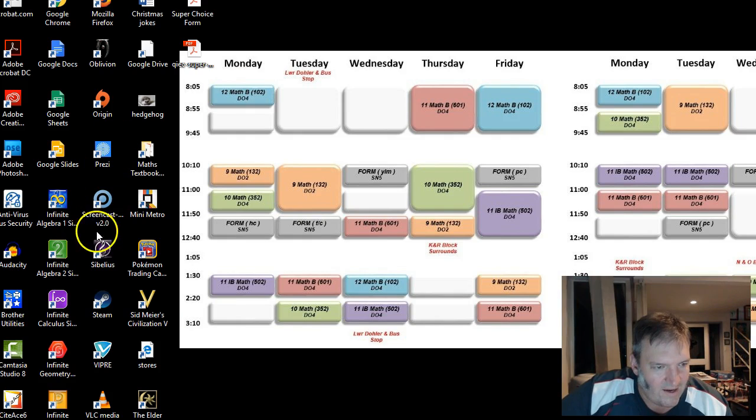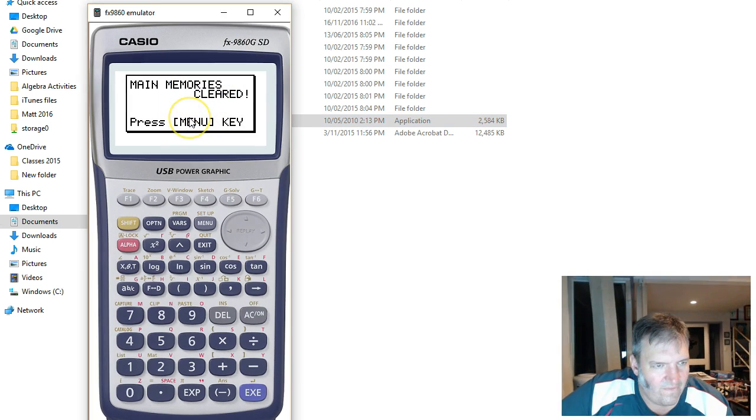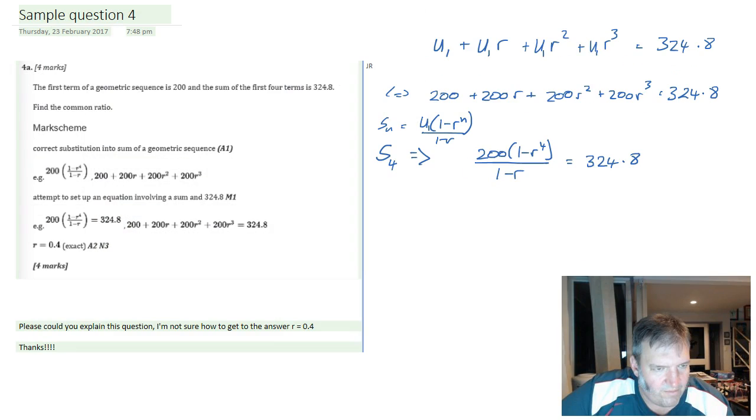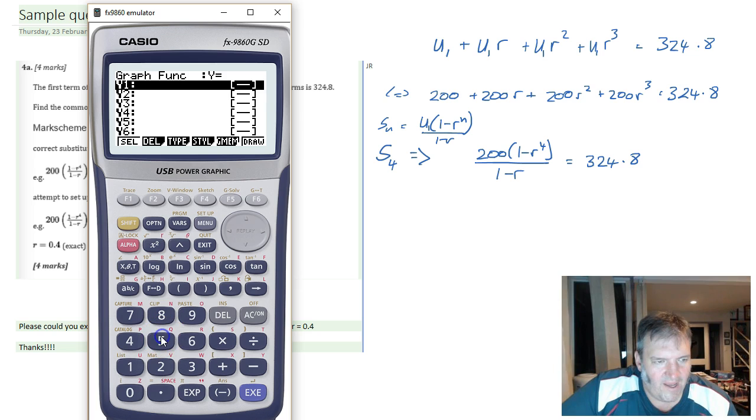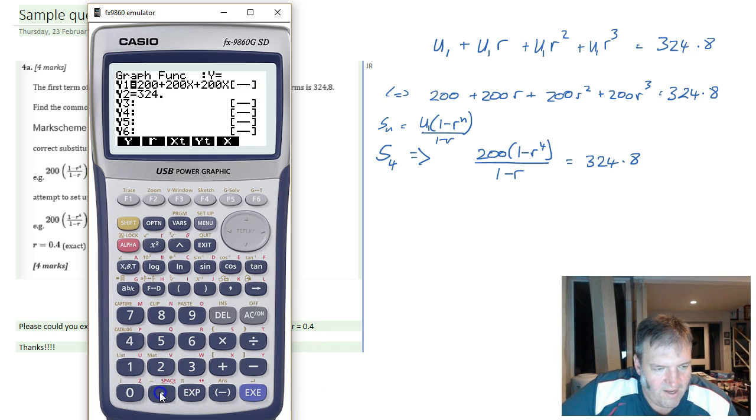Let's get our calculator out and actually try it though. I've got one here somewhere. That's hopefully, yep, that's popped up in the middle of our screen, so that's good. How could I do it if I was doing a calculator one? Well, I'd just plot this equation first, or either equation really. Let's do the first one: 200 plus 200x plus 200x squared plus 200x cubed, and that's just an easier way of writing x cubed without having to type it all out. That could be the first one, and the second one could be 324.8.